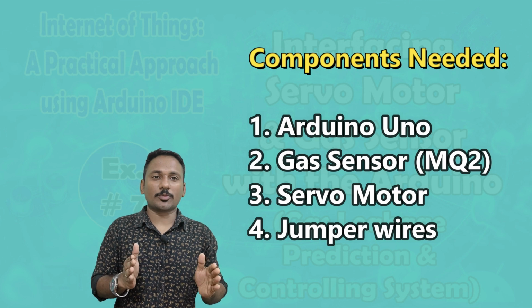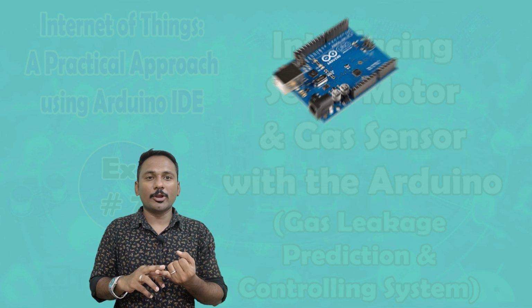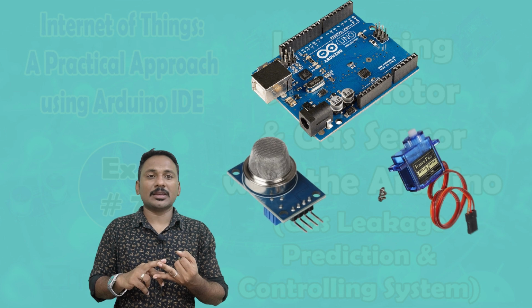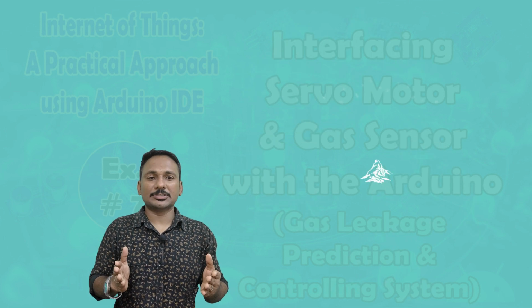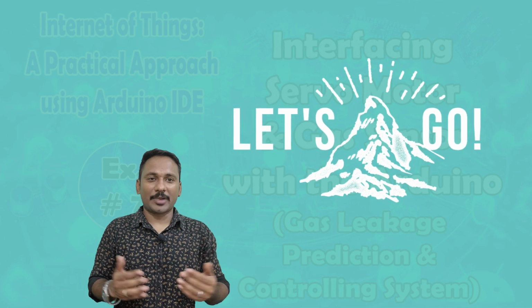To implement this practical approach, we need the components: Arduino UNO, gas sensor, that means MQ2, servo motor, and to connect all your sensors, we need jumper wires. And let's attend to our practical approach.